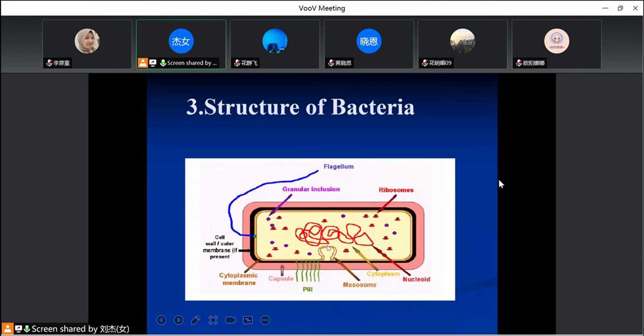Something like this. And we can see that some of the bacteria have short hair, not a long hair like this. It's called pili. The long hair is called flagellum. The short one is called pili. And what's more, here is the capsule. Some of them will have a capsule, just like a coat in the winter.